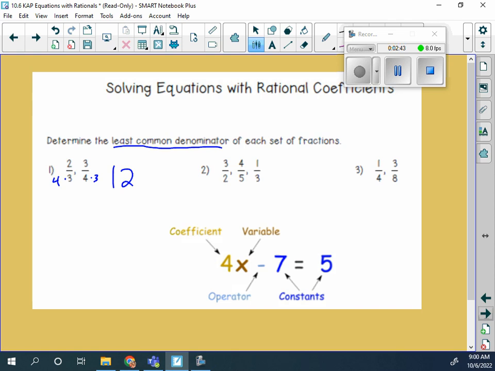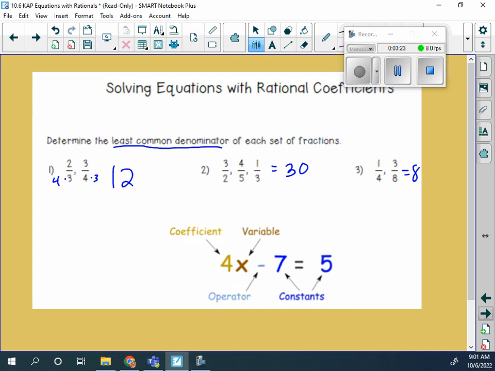Okay, what about 2, 5, and 3? Somebody agree with that? That 15 is the least? No. Well, why not 15? Yeah, because 2 is not divisible into 15. So try again. What's it going to be? 30. Because what times 2 is 30? What times 5? 6. And what times 3? 10. Good. And then what would it be between 4 and 8? 8.